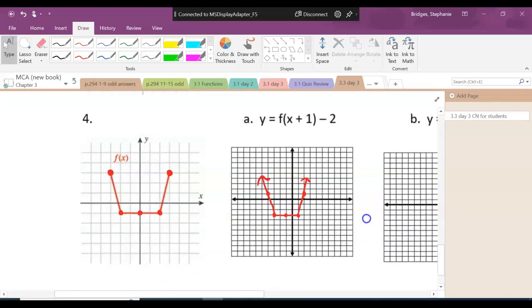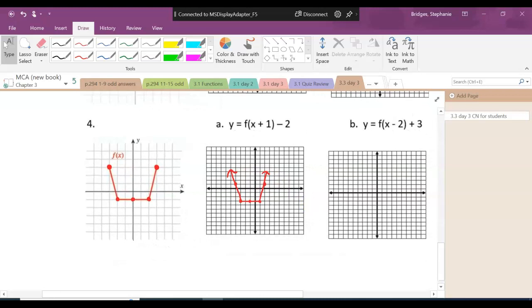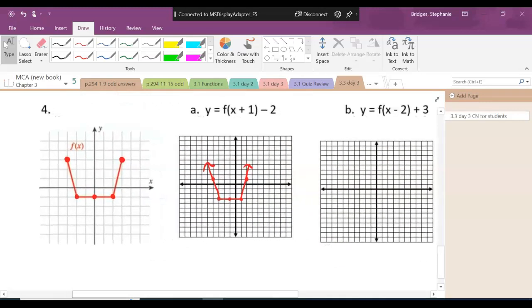All right, and then what about B? What movements will we make on B? Right 2 and up 3. Okay, so let's go 3, 3. I'm going to go right 2 and up 3. 2, 1. Right 2 and up 3. Sorry. 0, -1, right 2, up 3. 2, -1, right 2, and up 3. And then 3, 3, right 2, and up 3.